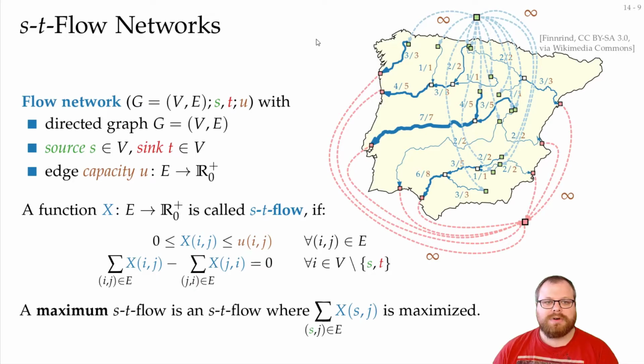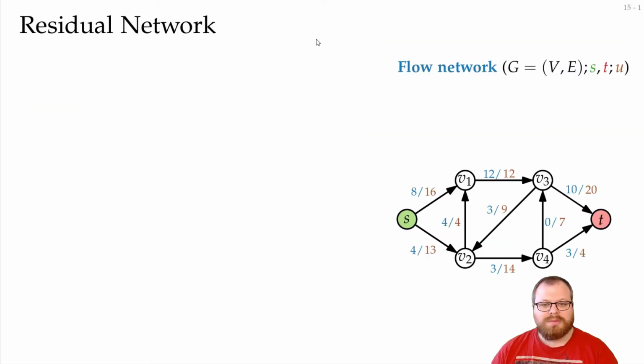For this type of flow network, there are many different algorithms. I want to show you briefly two of those, but for that we need the definition of a residual network. So let's have a look at a smaller example here. We have a flow network, and we've already assigned some flows. Then we create the residual network that depends on this flow as follows.